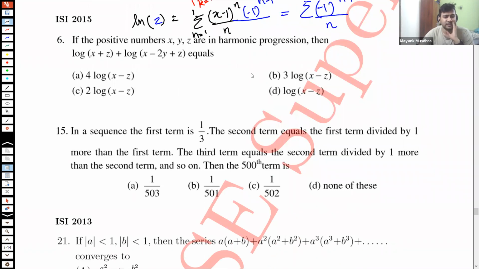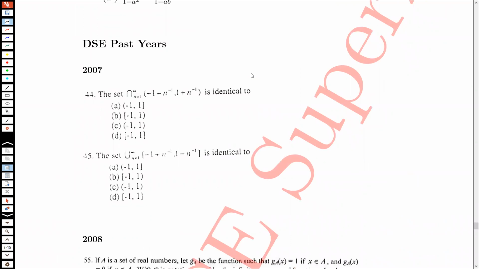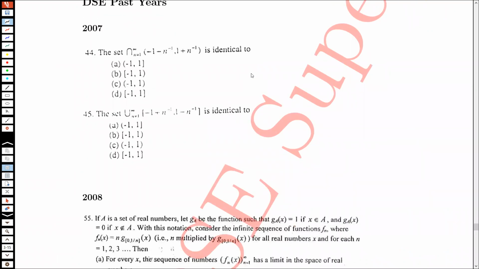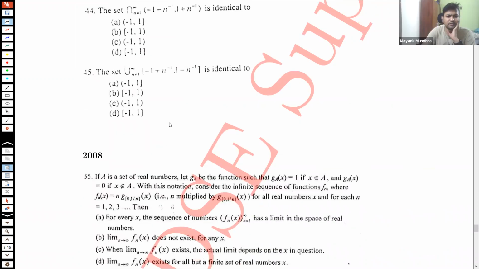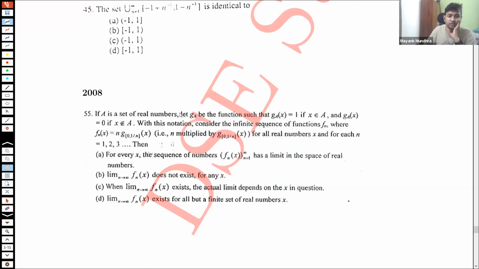Anyway, next. Number 55 for 2007 DSC. So, okay, the set, run this question. Maybe I have the... no, question 55 or 45? 2008, question number 55. This one? Yes. Okay.